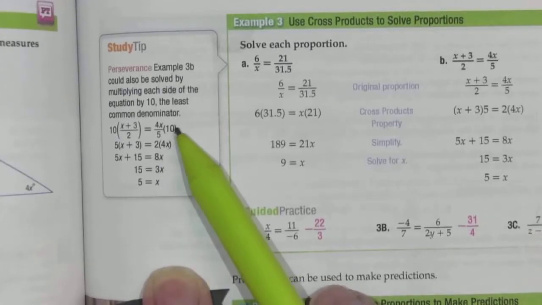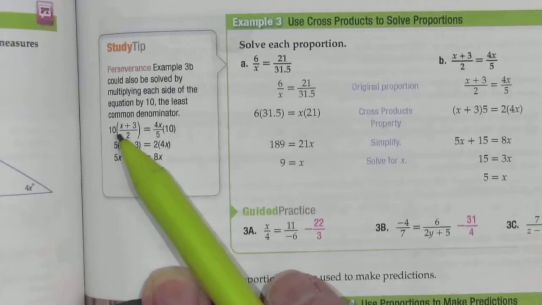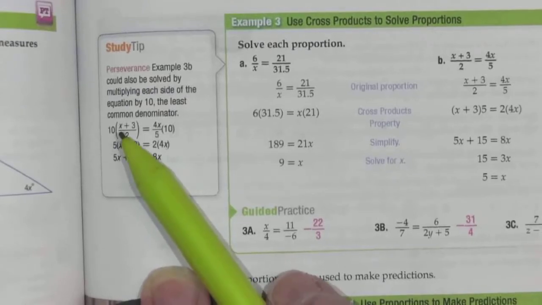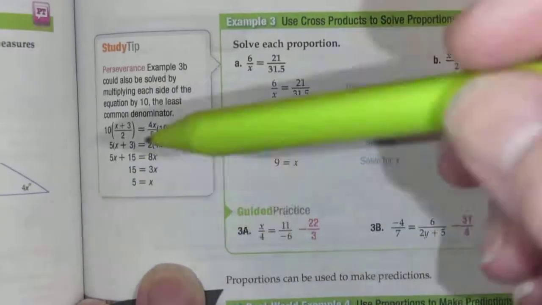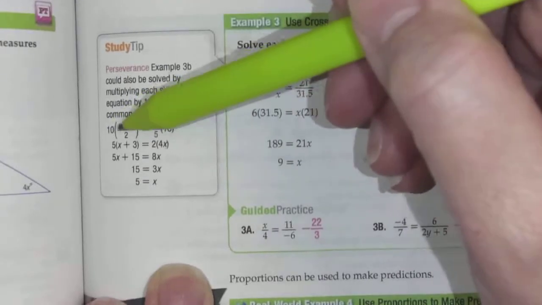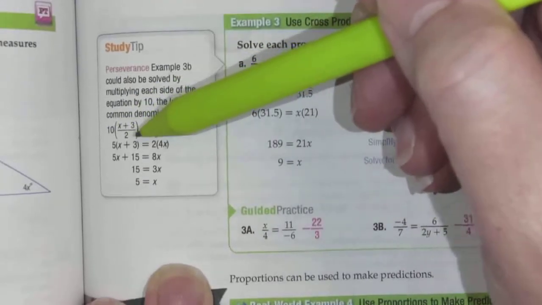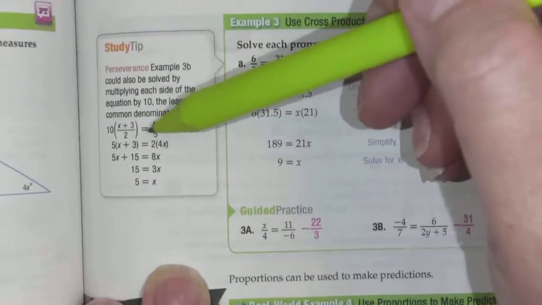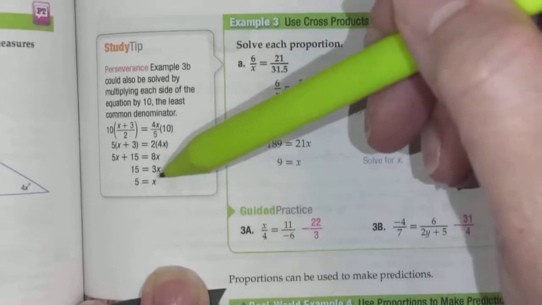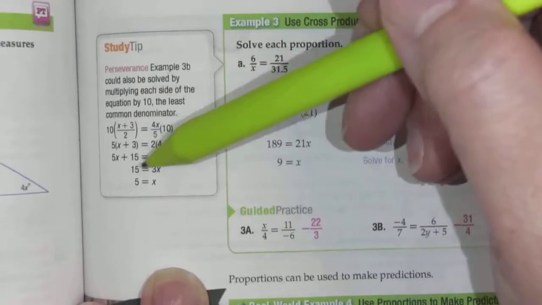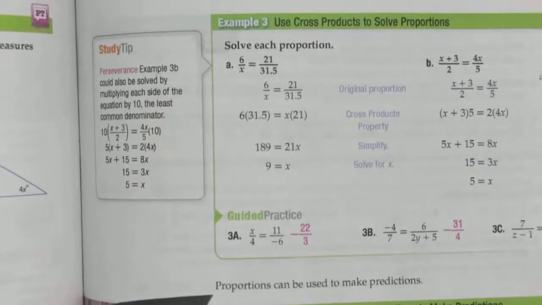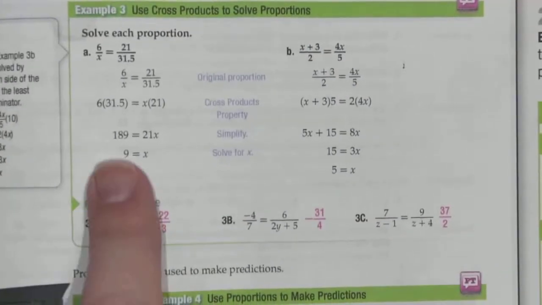Now, if you multiplied by 10 on both sides, you would go straight to, and that's what they did really, because that 10 becomes a 5, and that becomes a 1, which you end up cross multiplying anyway, so I'm not really sure how much time that's going to save you, but it is a method.